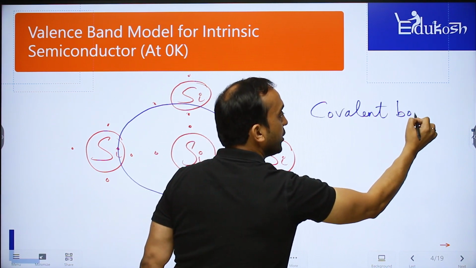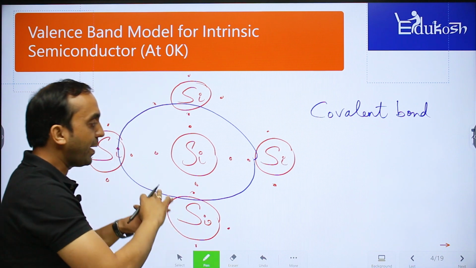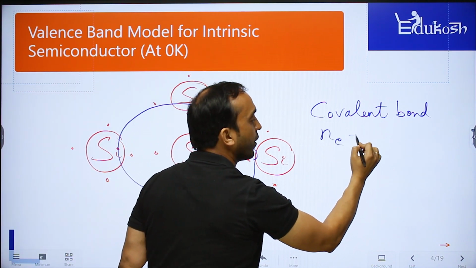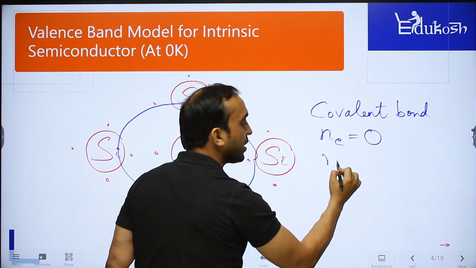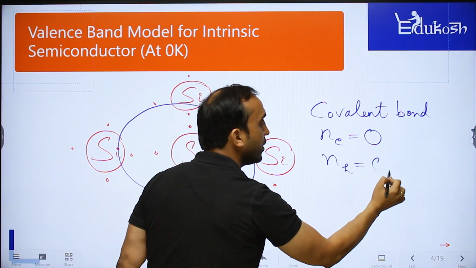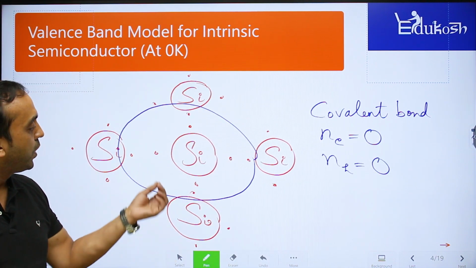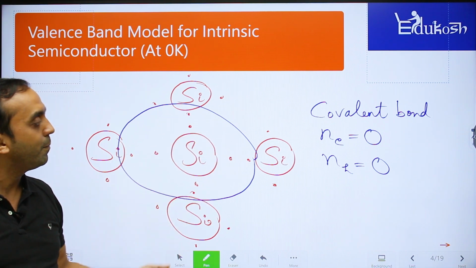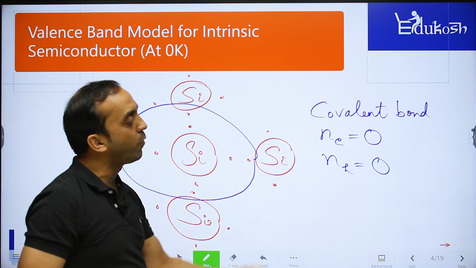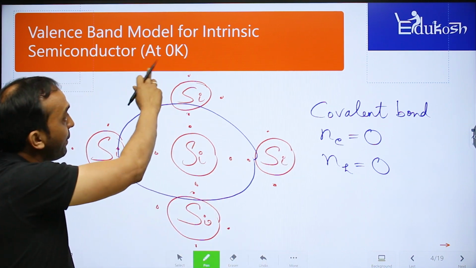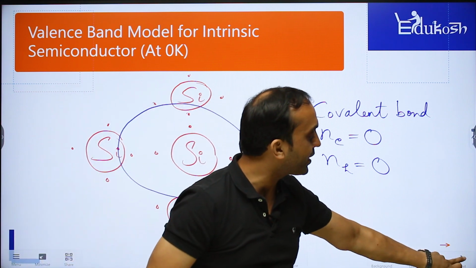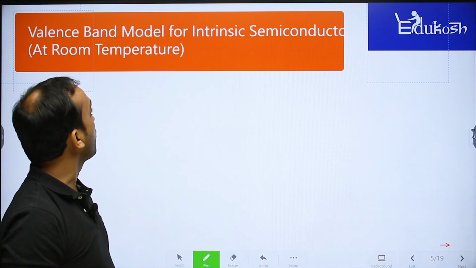and due to the covalent bond they remain stable, and we can say that the number of free electrons here is 0 and the number of holes is also 0. No free electrons, no holes, all electrons remain in the bonded form. That happens at 0 Kelvin temperature. Now what happens if we increase the temperature? We bring it to room temperature.